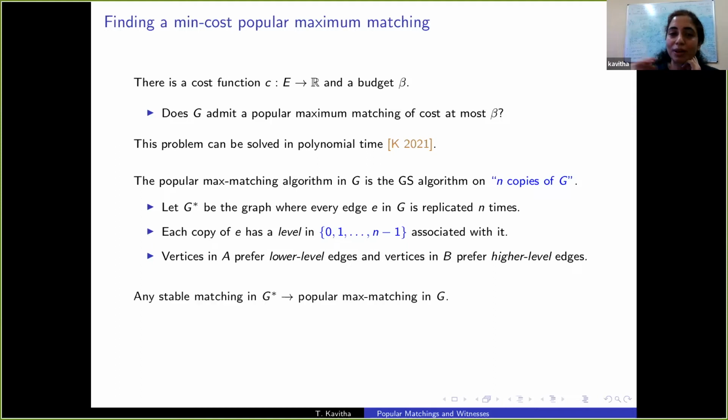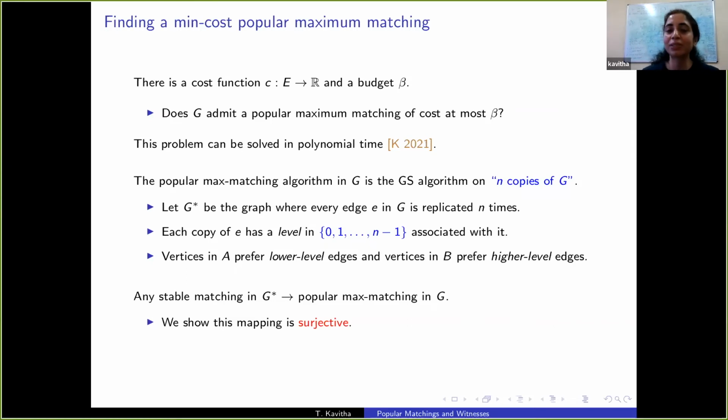So the proof of correctness of the previous algorithm shows that any stable matching in this graph G star maps to a popular maximum matching in G. What we showed in this paper last year was that this mapping is surjective. That is, every popular maximum matching has to arise in this manner.